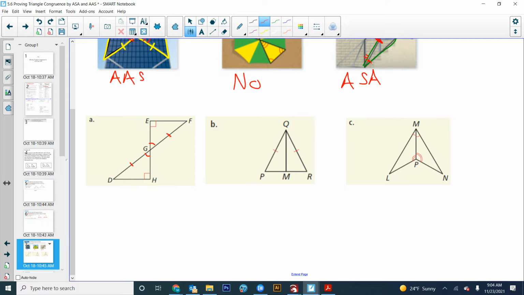Vertical angles. Every single time in your life, from here on out, I've told you, when you have triangles that are point to point, vertical angles are going to be congruent. So which one's this? AAS. I agree. AAS. Next one.